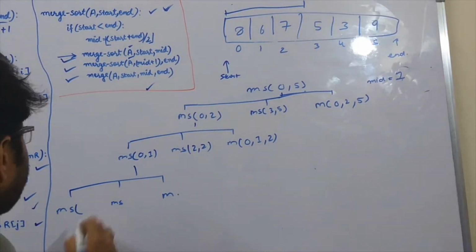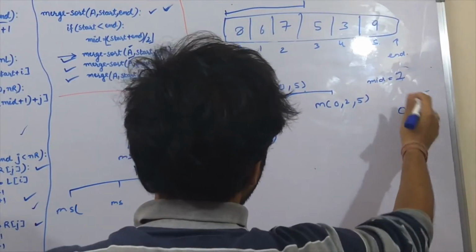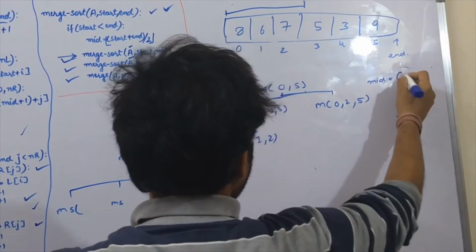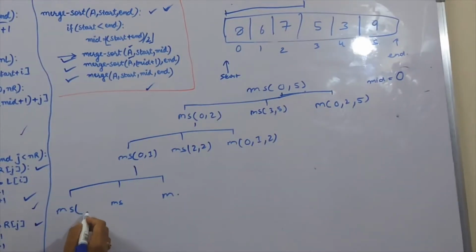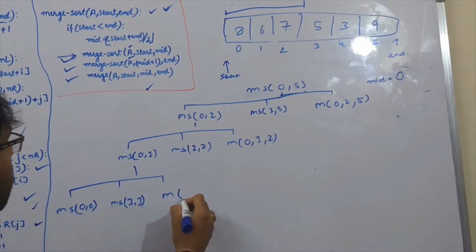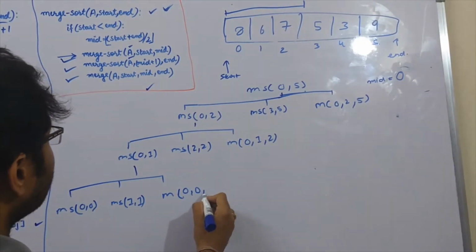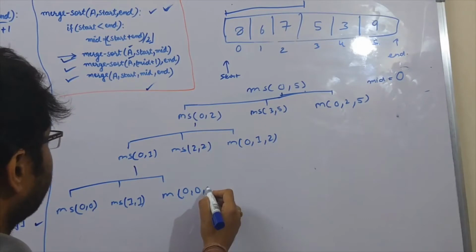So again, 0 plus 1 by 2 is 0.5 and the midpoint will be 0. So start comma mid is 0 comma 0. Next, mid plus 1 will be 1 comma 1, and the merge procedure will be called from 0 comma 0 and end will be 1.